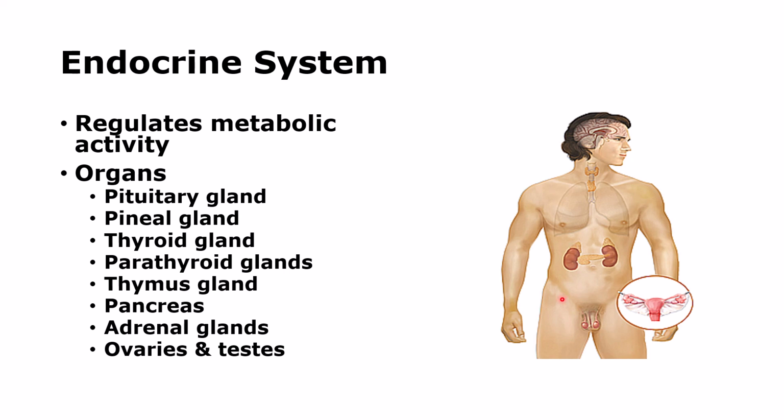And you also have the gonads. So in male you have the testes. So testes are producing testosterone, and in female you have the ovaries, producing estrogen and progesterone.